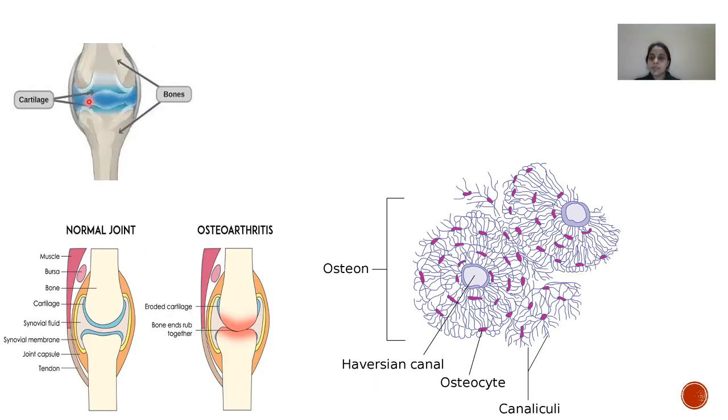You can see the cartilage over here, and this is the bone, and this is a normal joint. And as you grow older, the cartilage gets eroded, and you can see the synovial fluid which is present also gets deteriorated, and you can see two bones get rubbed together. So this is the result, these are the symptoms you see in case of osteoarthritis.